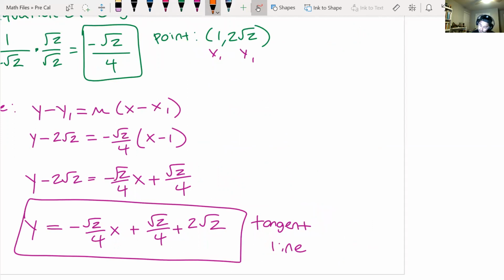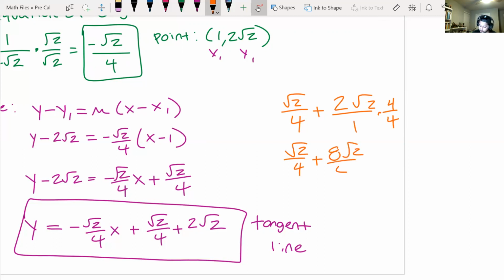So you'll do 2 square root of 2, you'll put it over 1, and just like you said, you'll multiply it by 4 over 4. This will give you square root of 2 over 4 plus 8 square root of 2 over 4. And if you combine those two, what are you going to get?